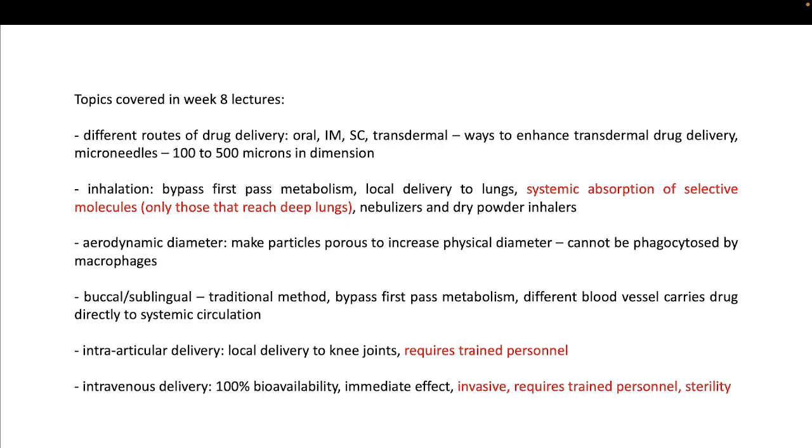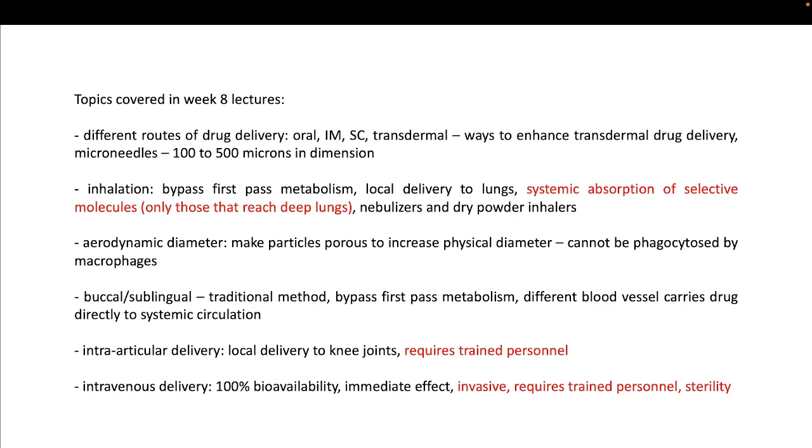Another method is intravenous delivery, which is fairly common. You might have seen in the hospitals people getting salines or injections through IV. An advantage of this method is that it is 100% bioavailable. It has immediate effect, meaning whatever drug you inject directly into the blood can quickly circulate throughout your body and have immediate effect. For example, if a patient is suffering from a heart stroke, then intravenous becomes very important because you can easily have the effect of the drug.